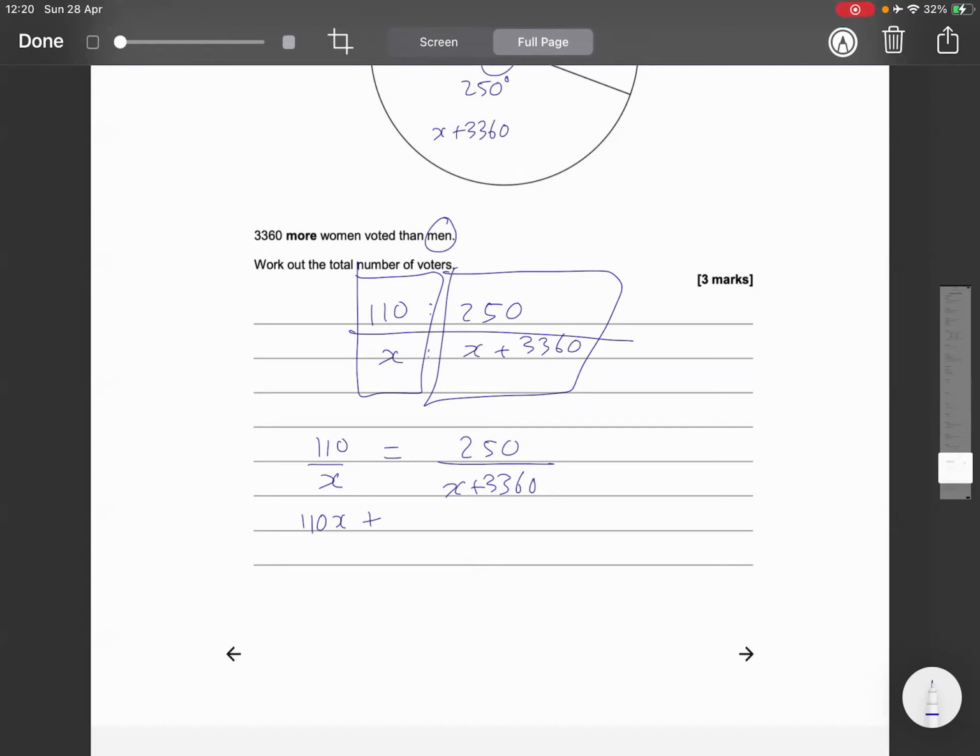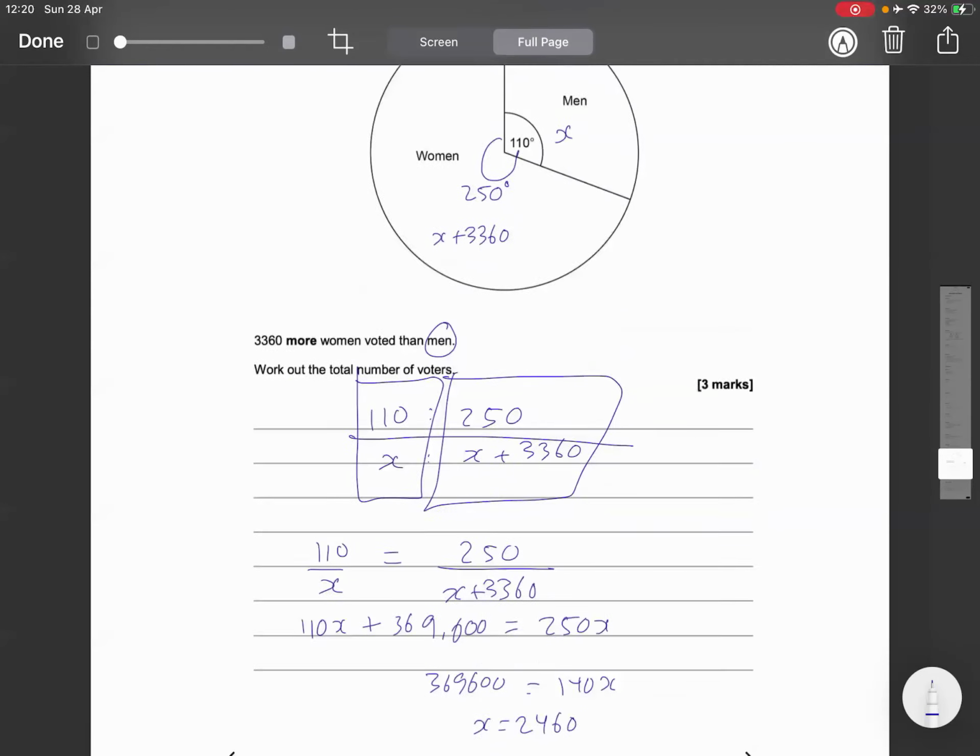Basically, in your case, you can carry on with your own method. But if someone's learning the method right now and they don't know what to do, it's easier to just remember this step. For example, just solve it. It takes 1 second. 140x equals that number. And then divide by 140, and you get x as 2460.